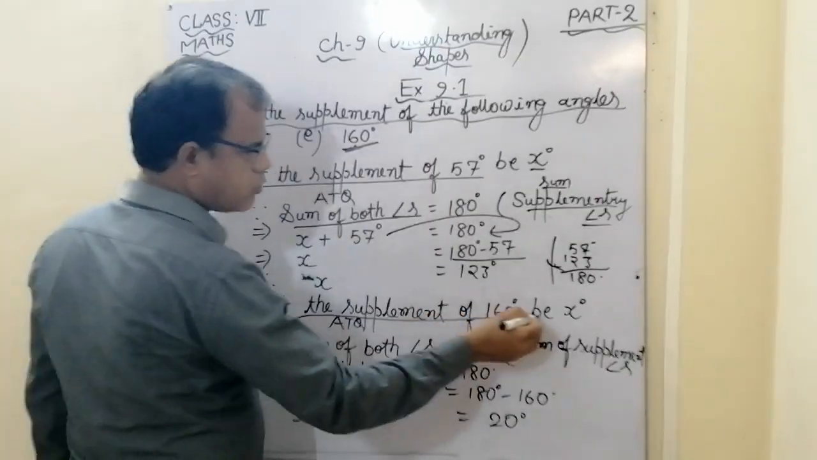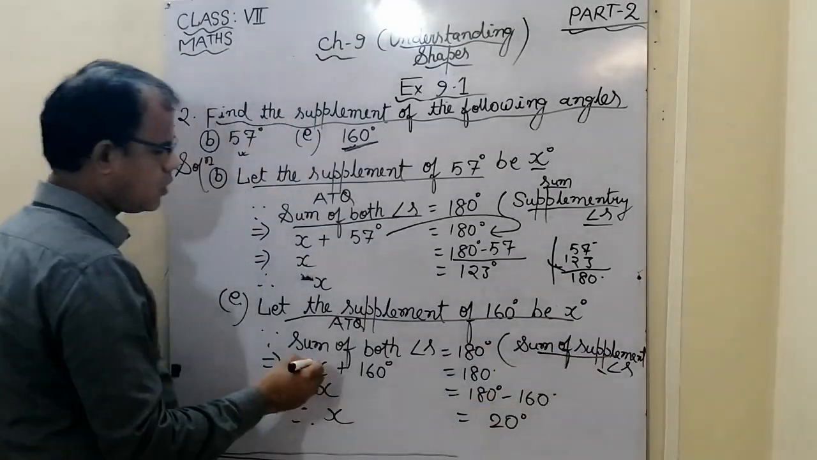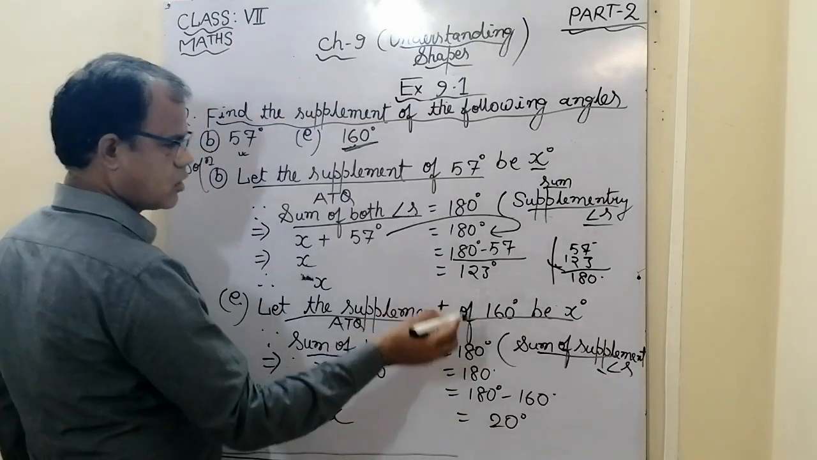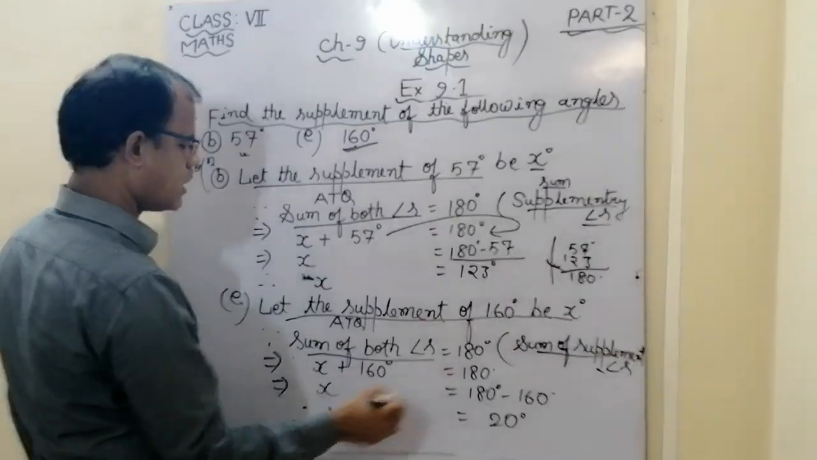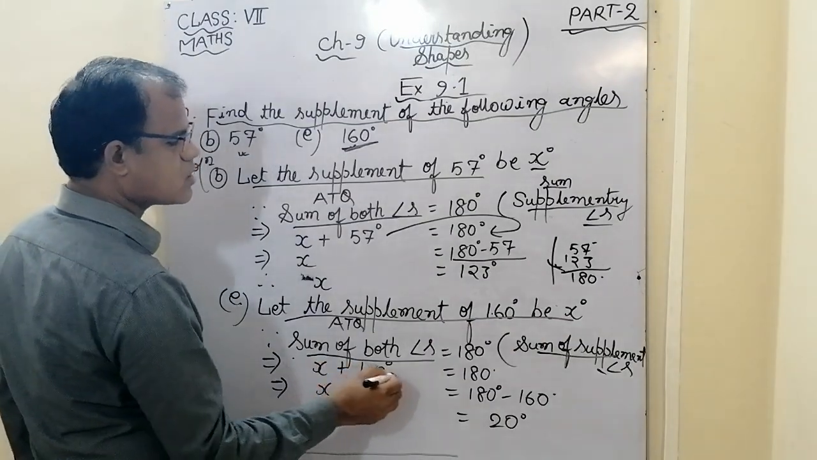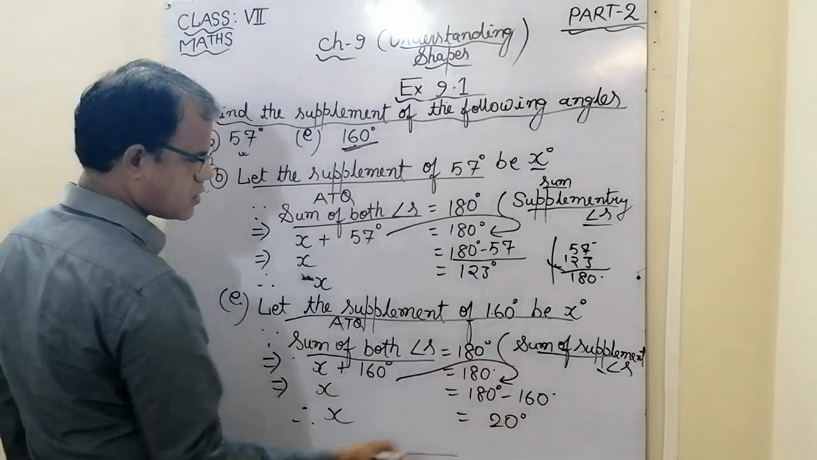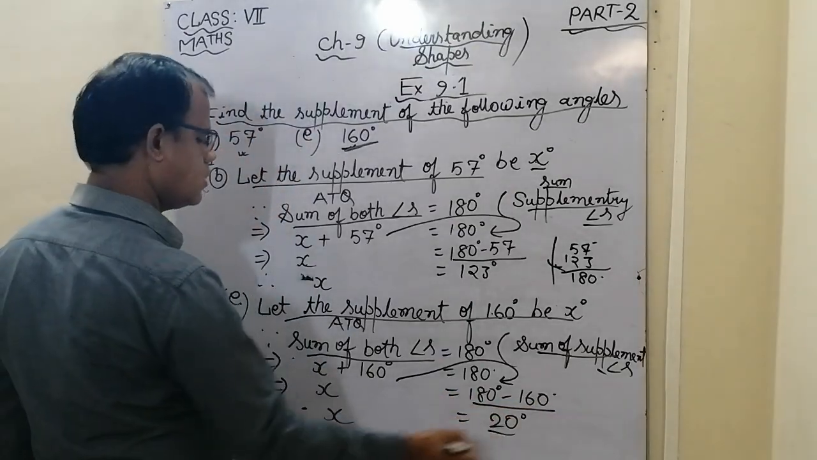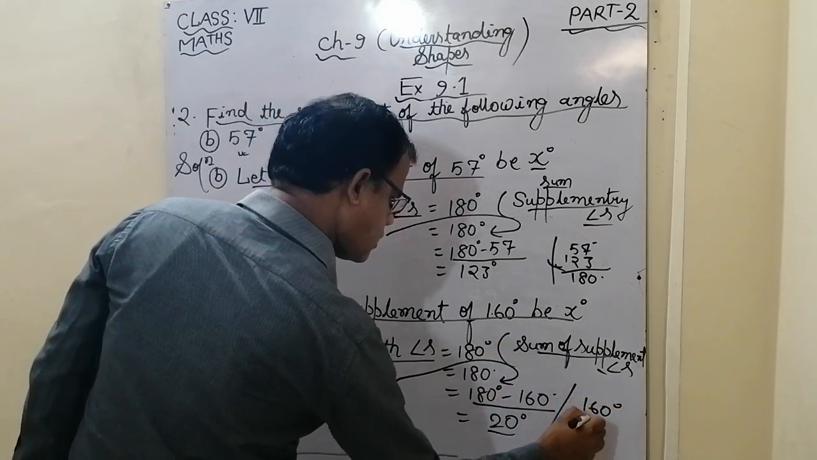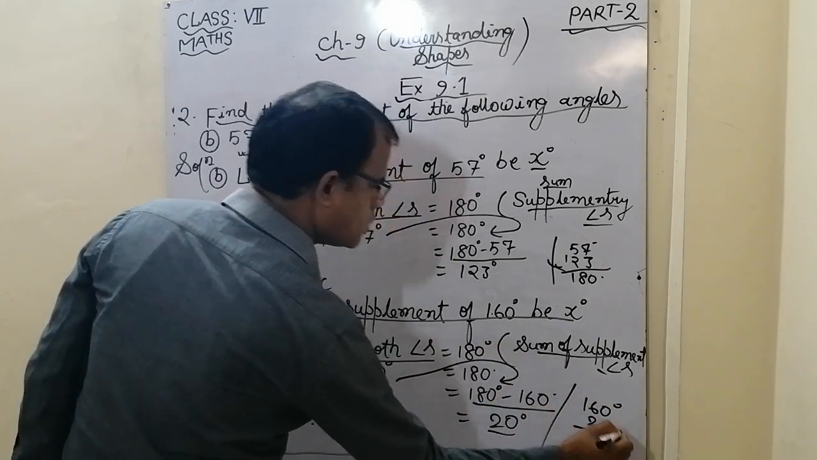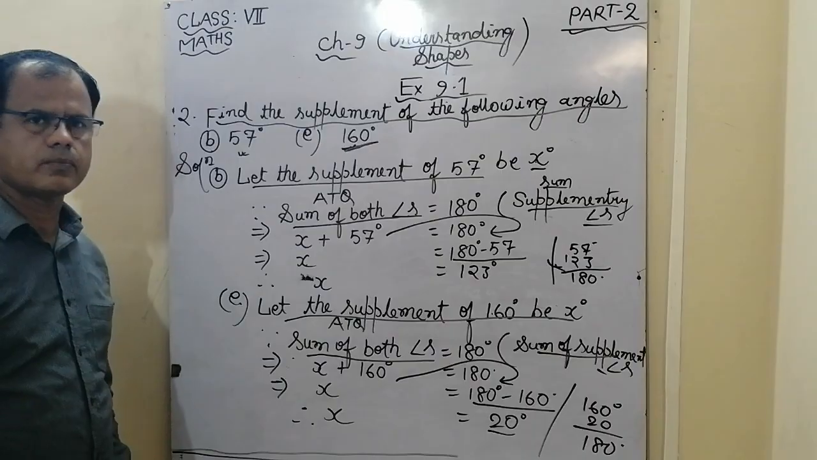Let the supplement of 160 be x degree. So as we all know, sum of supplement angles is 180 degree. So this angle and this angle sum to 180 degree. X plus 160 equals 180 degree. X equal to this, plus 160 becomes minus 160 on the RHS side. So 180 minus 160 is 20 degree. So for checking, 160 and supplement 20 becomes 180 degree. In this way you can check also. So the remaining part is for class practice.